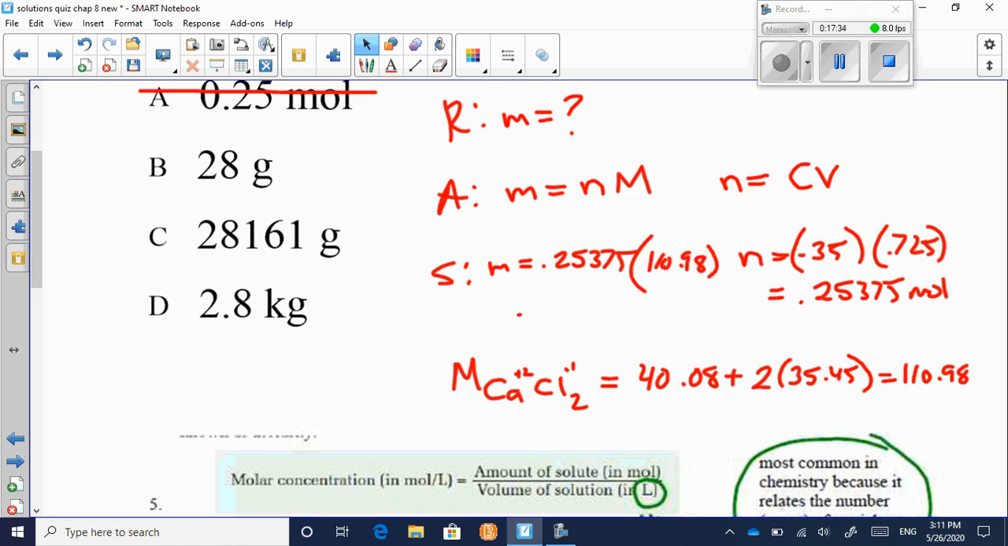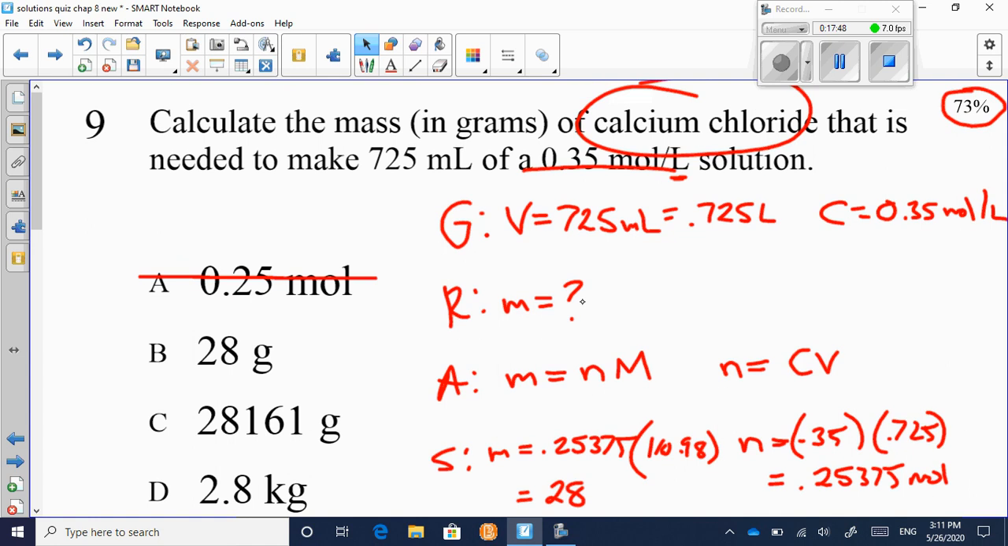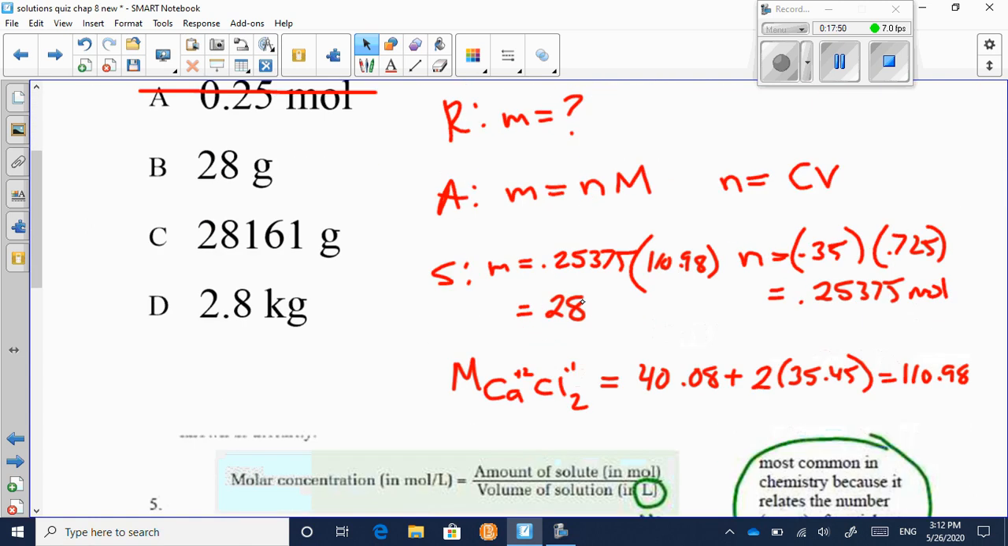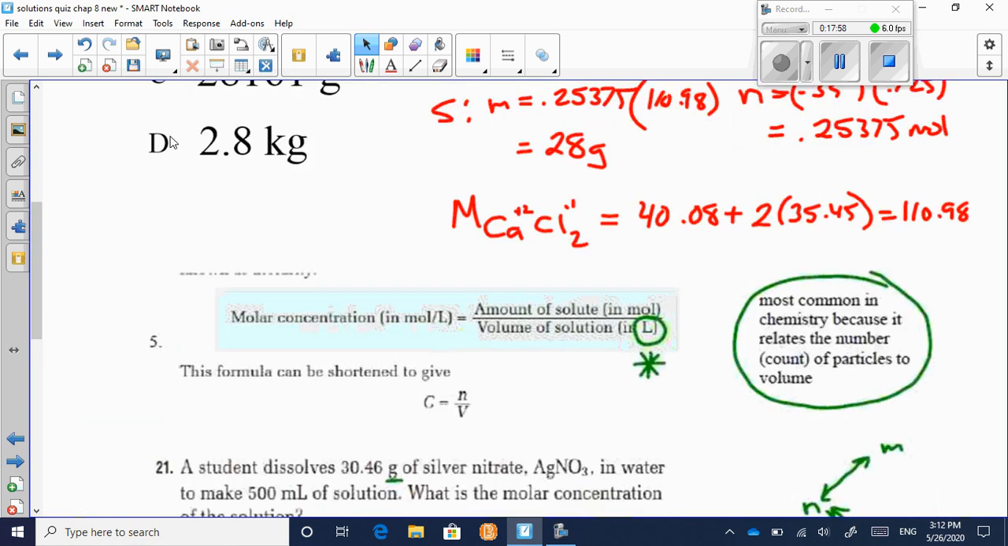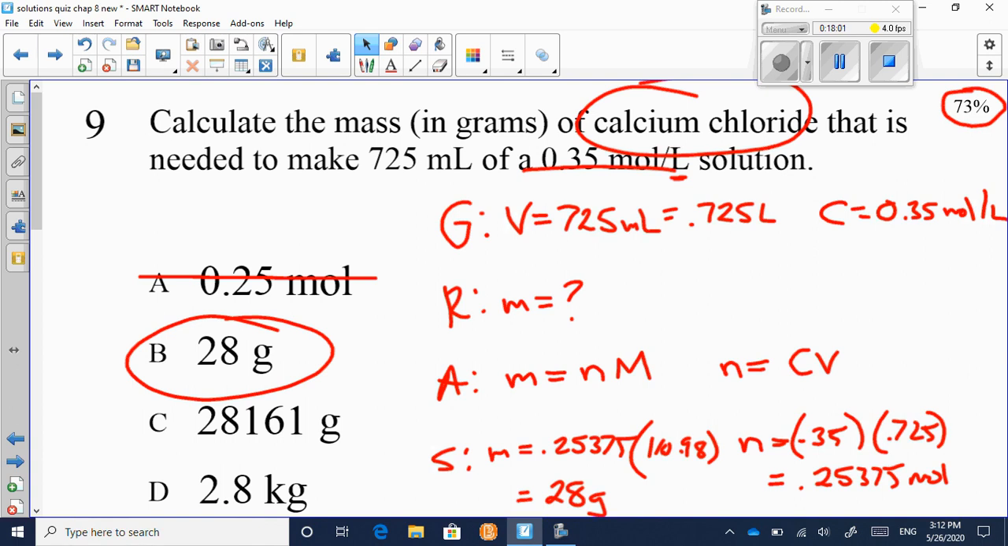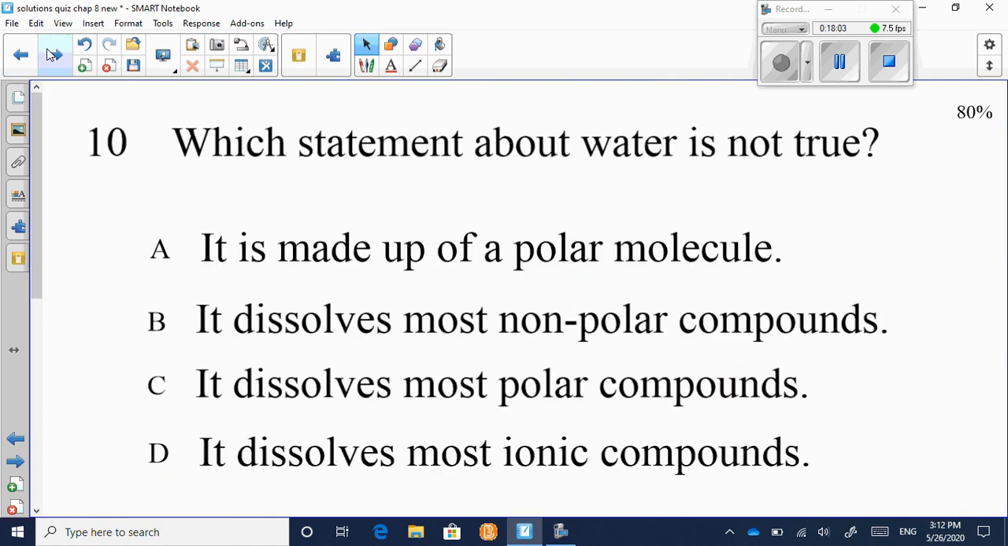So 110.98 goes right there, times 0.25375, and I get 28.1, but I think I only had 2 significant digits. Yeah, 0.35, so it's 28 grams. So it's B for that one. Okay, and I just showed you here, we did some examples of that in our notes. Okay, let's keep going.